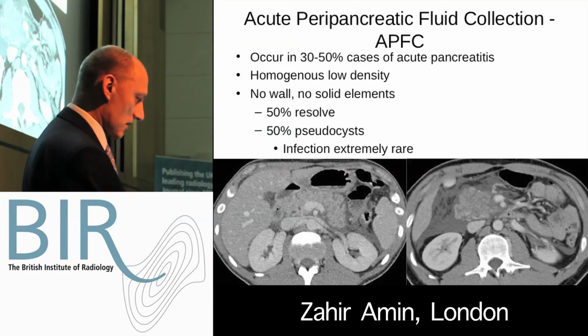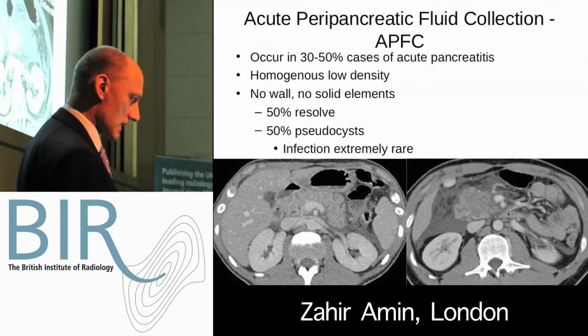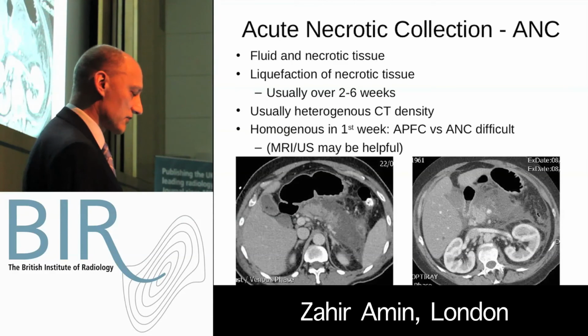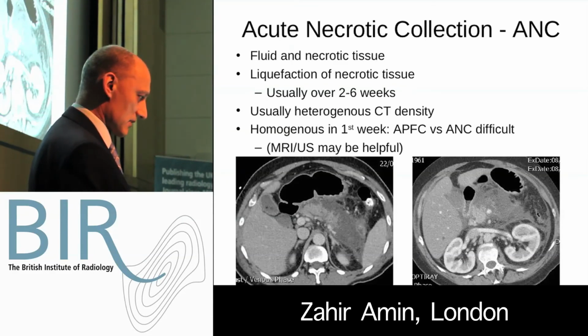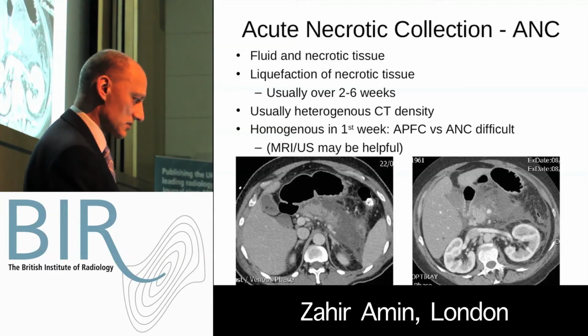And these are some examples of fluid tracking down the left flank in this patient with acute pancreatitis, and some more fluid here on the right flank. Acute necrotic collections are fluid and necrotic tissue. They often result from liquefaction of necrotic tissue, usually over several weeks. And on CT, the density is usually heterogeneous rather than homogeneous.